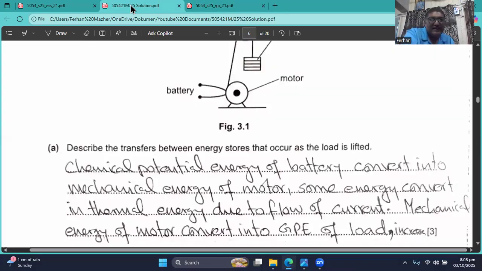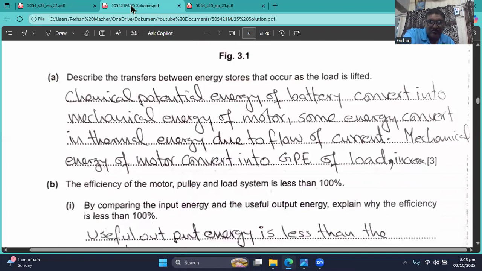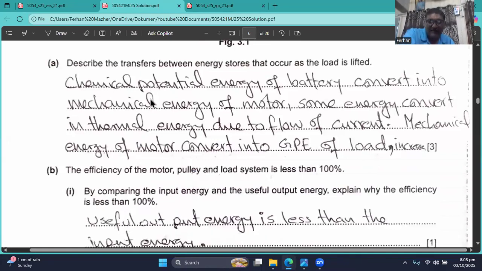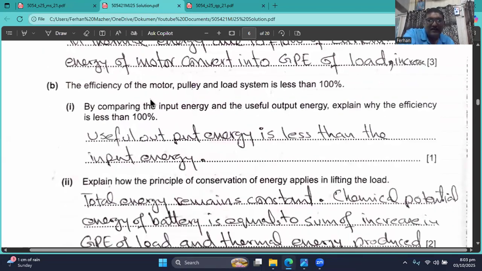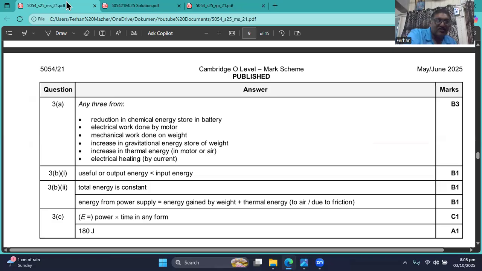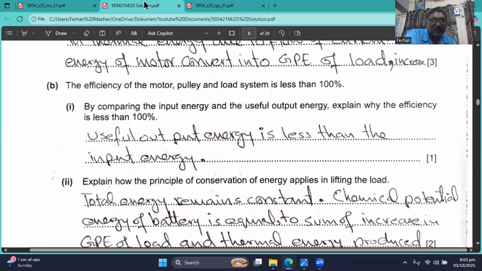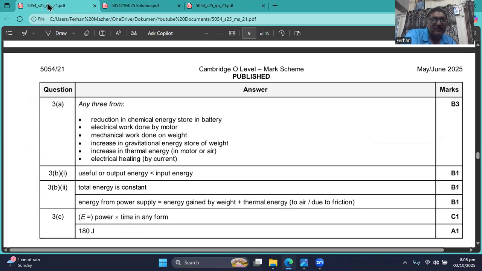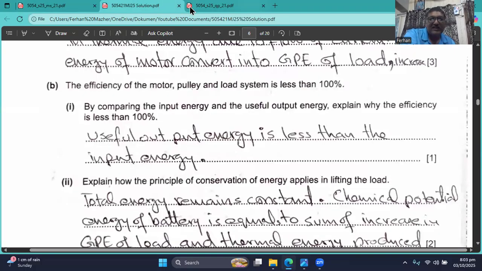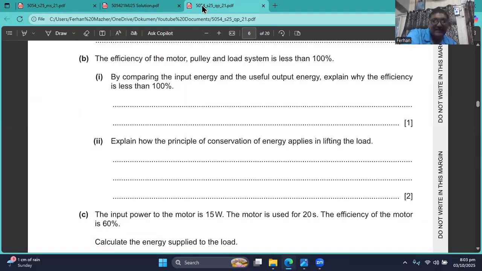So the input energy is more and the useful output energy is always less, because some of your energy will be converted into thermal energy, will be dissipated into air, which will be a waste of energy. So the answer which I wrote is useful output energy is less than the input energy. This is what I wrote. You can always write a better answer, sir.